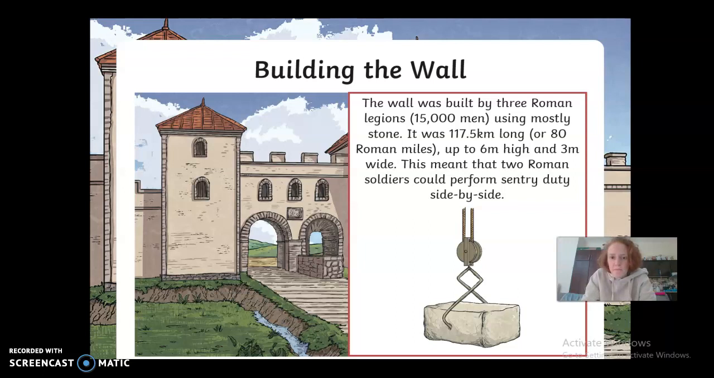As you remember, it was built by 3 Roman legions, which is 15,000 men. So if you use your math brain, that's 15,000 divided by 3, that's 1 legion is 5,000 men. Using mostly stone, it was 117.5 kilometers long. As I explained before, that's as if the distance between Abu Dhabi and Dubai on the highway, which is not a short distance at all. It was up to 6 meters high and 3 meters wide. This meant that 2 Roman soldiers could perform sentry duty side by side.